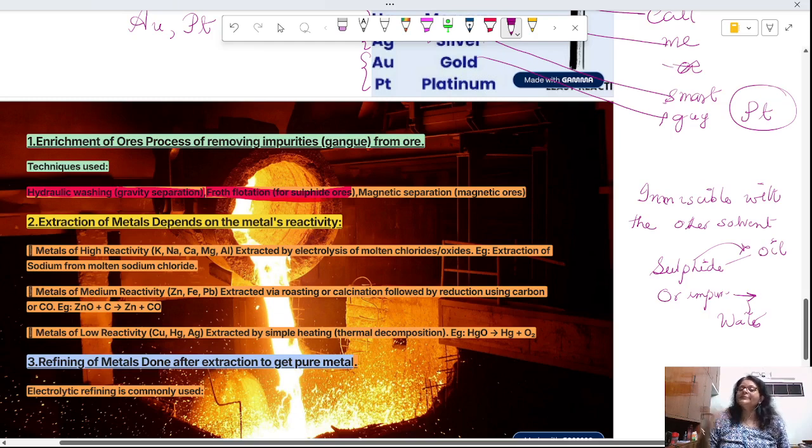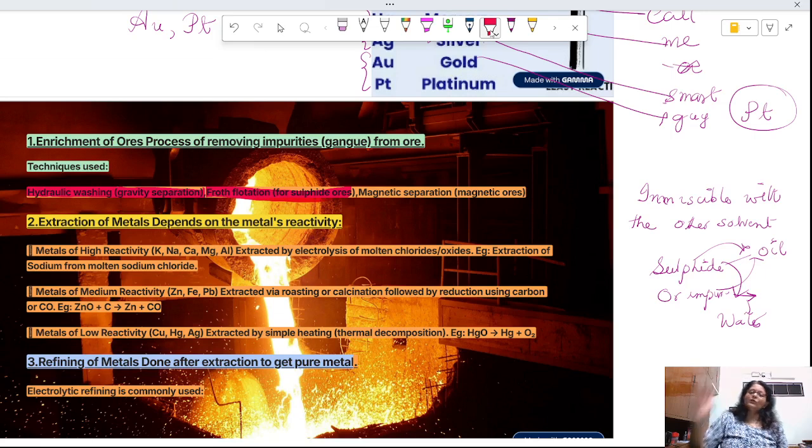What happens is that the sulfide, which is mixed with oil, will be collected up and we can separate it. That is the method. And in this class, you don't need to learn all these things. I'm just mentioning it. So can you tell me where we usually use magnetic separation? Magnetic separation is used when one ore is magnetic and another is non-magnetic. Then we will use a method called magnetic separation.